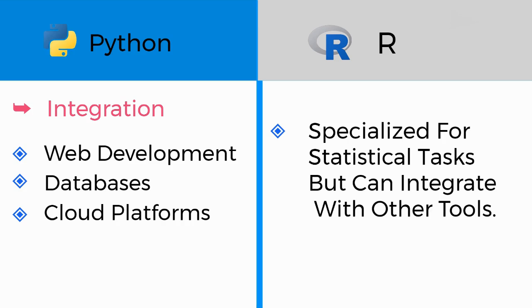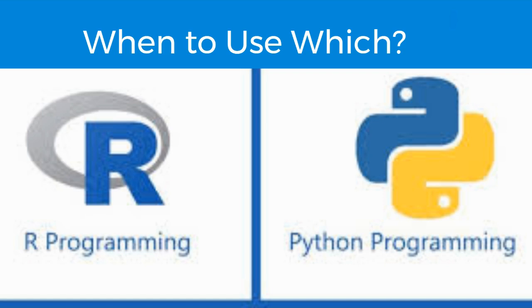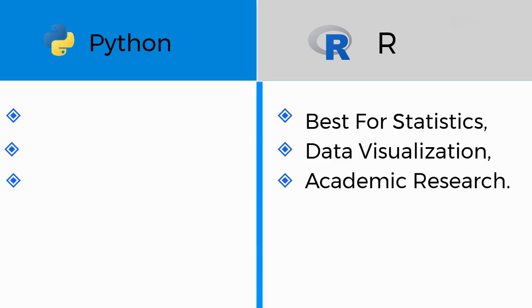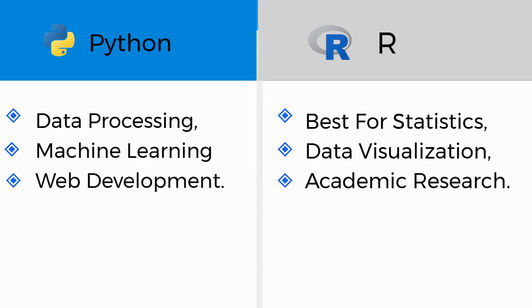So, when should you use Python and when should you use R? If you're working on projects that involve data processing, machine learning, or even web development, Python is a great choice. But if you're focused on statistics, data visualization, or working in an academic setting, R might be the better option.